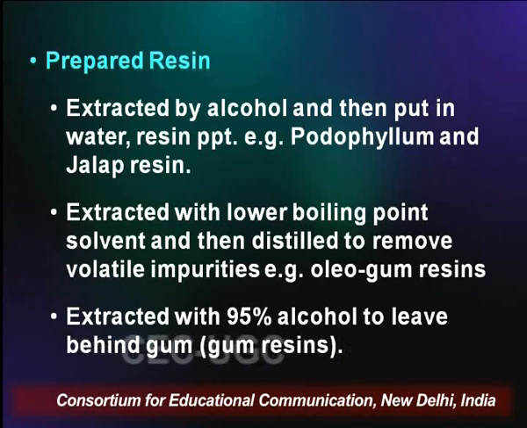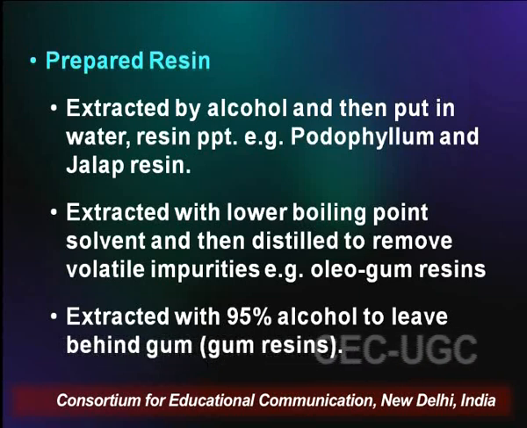Similarly, another method of getting prepared resin is to extract the plant material with lower boiling point solvents, and then distill off that solvent to remove the volatile impurities, leaving behind the resin, as we normally see in the case of oleogum resins, which we are going to discuss in the next few slides.